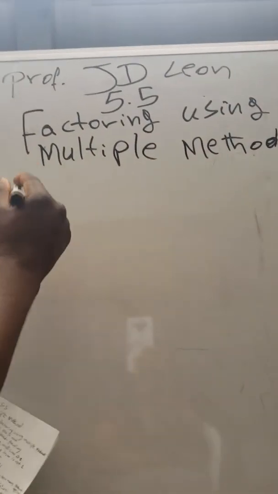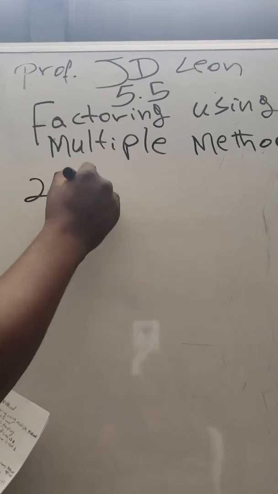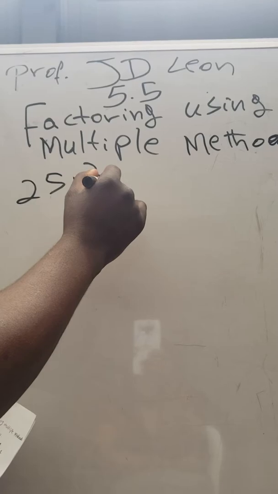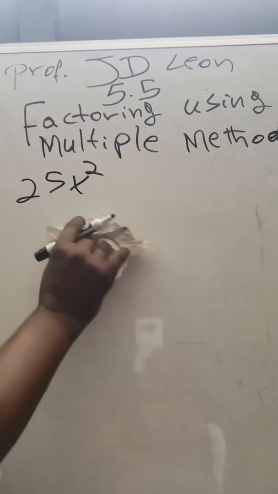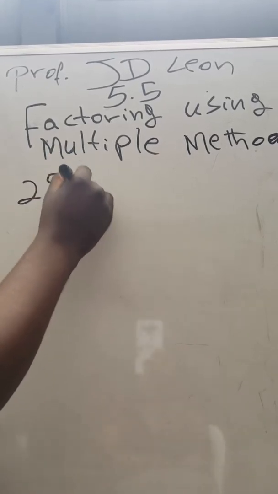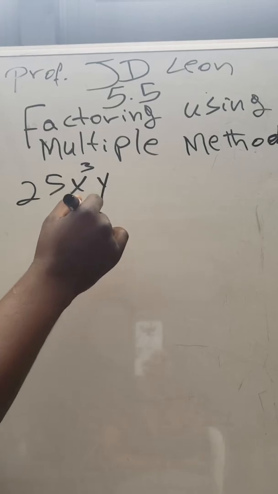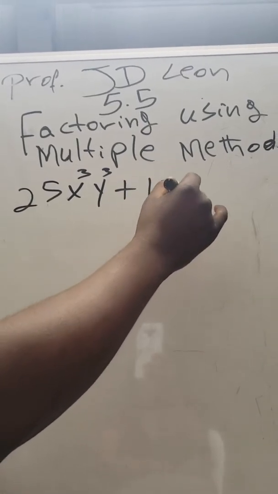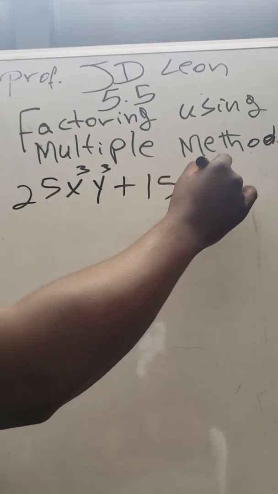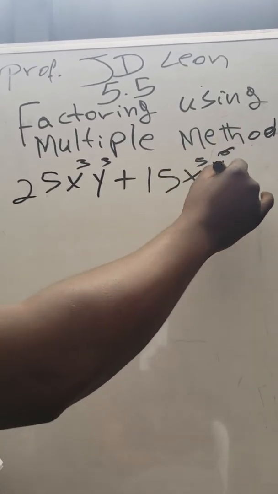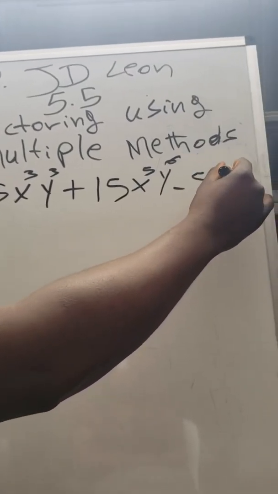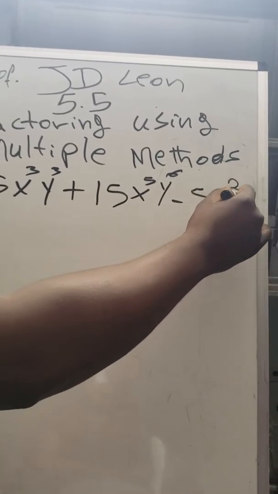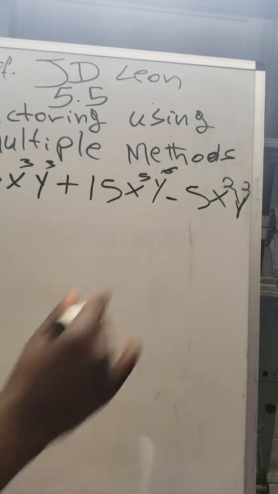So, for example, if we have this expression, 25x cubed, let's write it as x cubed, y cubed plus 15x to the fifth power y to the sixth power minus 5x squared y squared. So the first question you always ask yourself is, is there a GCF?